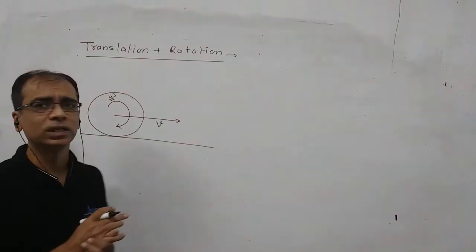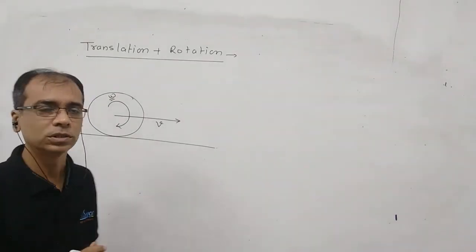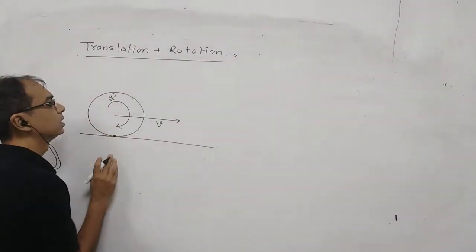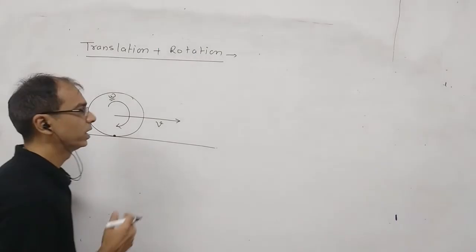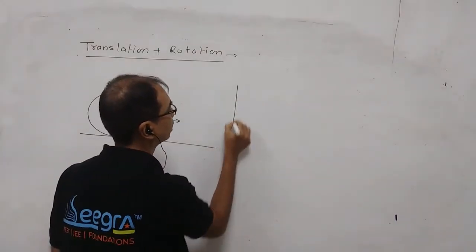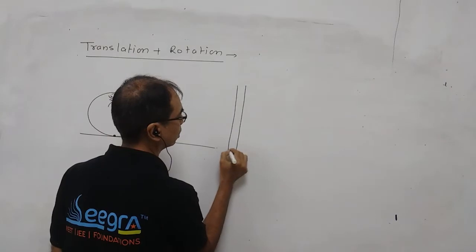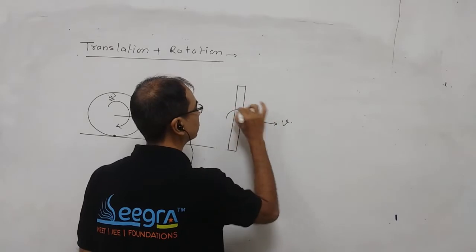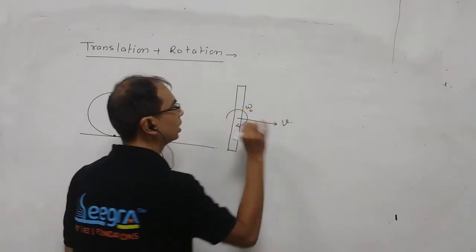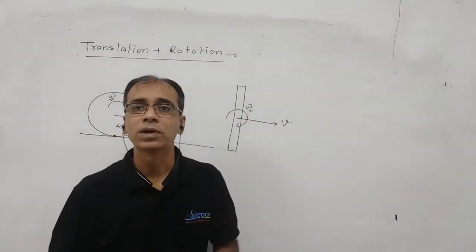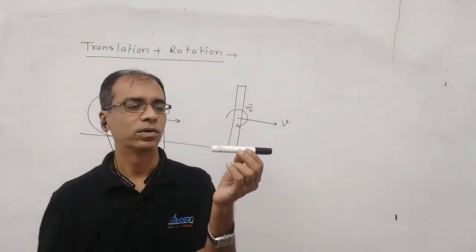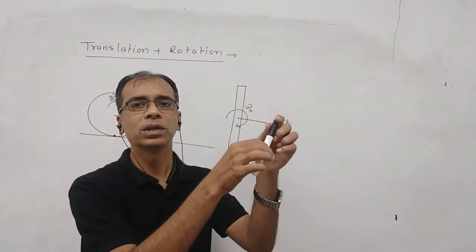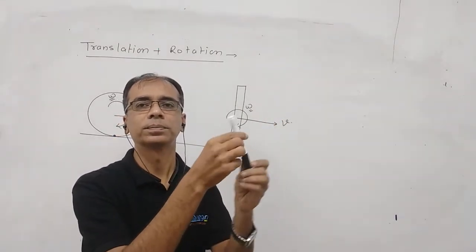But in general, its motion is actually complex motion. If we talk about any particle, its motion is complex. Let's try and understand more. Suppose I take a rod. This rod is moving in this direction, but at the same time, it has angular velocity also. It is moving ahead, and at the same time, it is rotating like this as well.